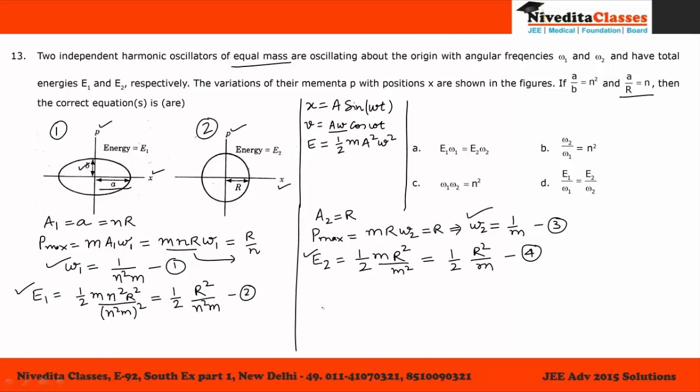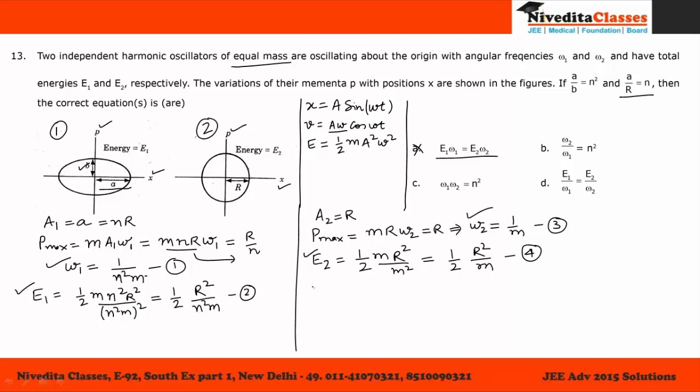So if I see that E1 into omega 1 and on the other side we have E2 into omega 2, this equation will not hold good, because in E1 and omega 1 we have the terms of n square in the denominator, but we don't have it on the right hand side. So this equation will not hold good, and let's try equation number 2.